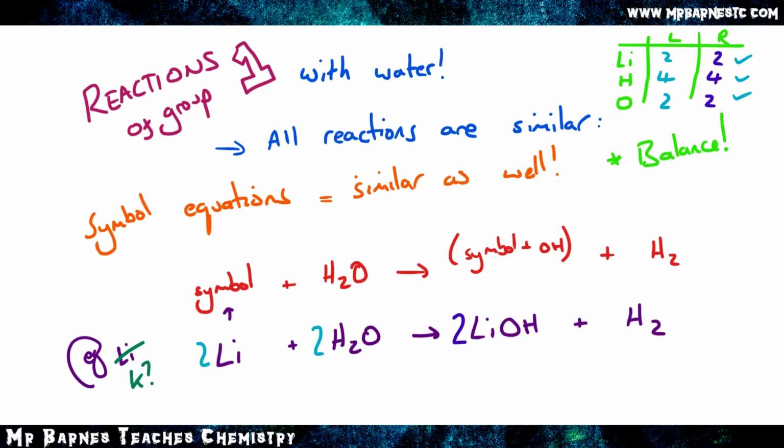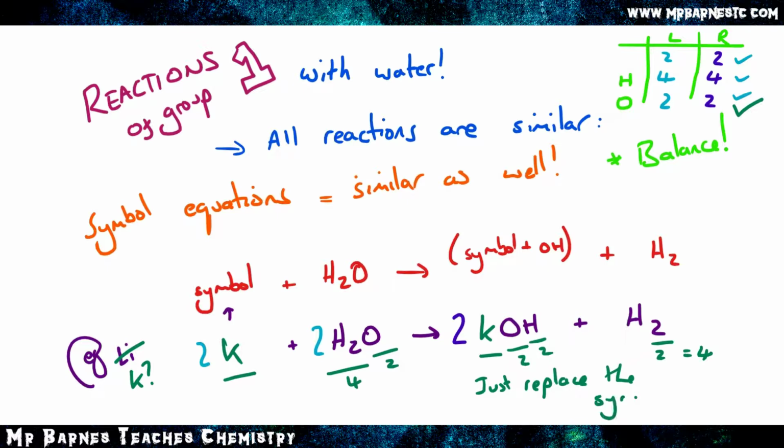Again, what happens if I choose a different alkali metal? Well, nice and simply, you just do exactly the same thing as you did with the word equation, just replacing the symbol. So the symbol for potassium is K, so I've got 2K plus 2H2O goes to 2KOH plus H2, which is your balanced equation.